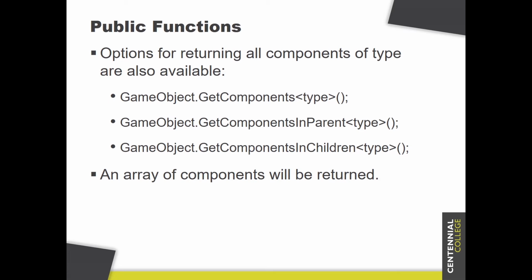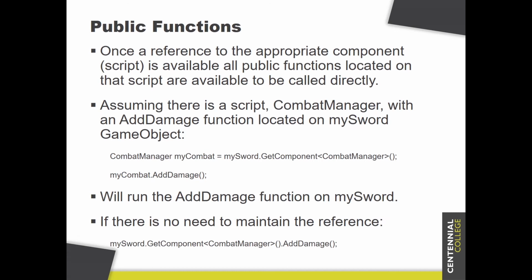Of type. And once again, we are searching for a type of component. We will search for all of those components, and return all those components in the object or in the child objects of the original object as well. So in each case, we get an array of all of those components. So in the case of a public function, how are we going to use this particular function?